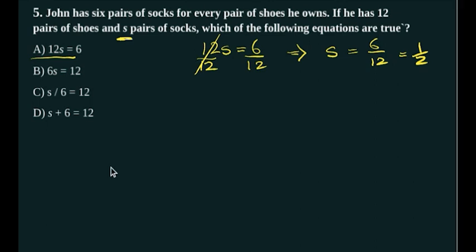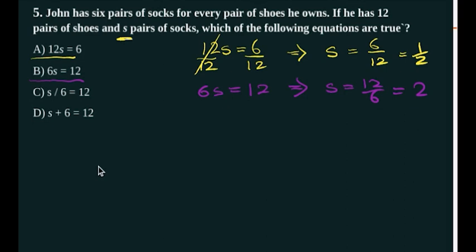Let's look at the second one. So 6S is equal to 12. If that's the case, divide both sides by 6, and we will get 1S is equal to 12 over 6. And we know that that is going to be 2. So that doesn't really make sense to have 12 pairs of shoes and 2 pairs of socks. Okay, so let's go to the next one.